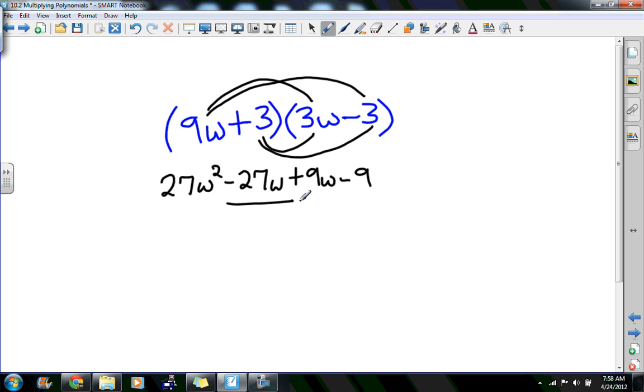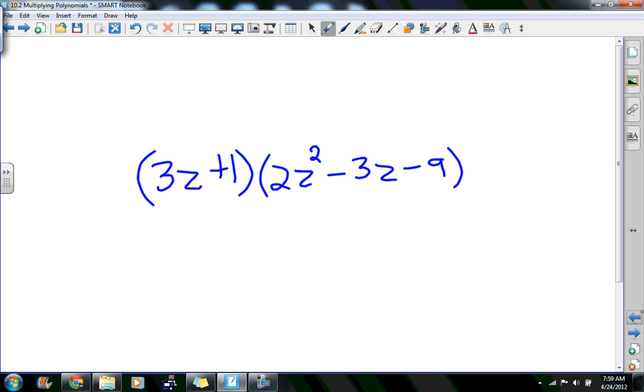Now we can combine the middle again, but we have to be careful. It's negative 27w plus 9w. So that means our middle term is going to be negative 16. That's not right. Negative 18w minus 9. Okay, and that's as far as we can go.